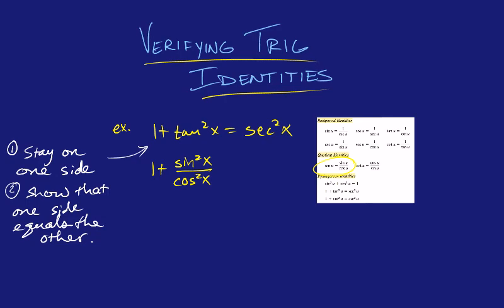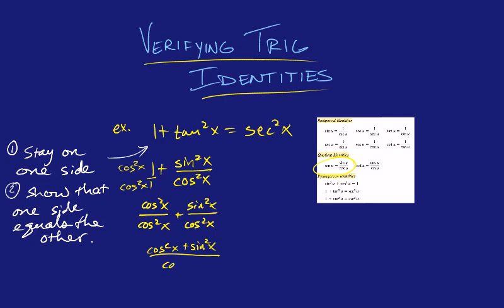Well, now it's a fraction, and I know how to add fractions, so 1 over 1, I need a common denominator, so I'm going to multiply by cosine squared on top and bottom. So that's going to give me cosine squared of x over cosine squared of x plus sine squared of x over cosine squared of x. And now as we look at that, we can add the tops together. So we'd have cosine squared of x plus sine squared of x all over cosine squared of x. And if you know your Pythagorean identity, sine squared plus cosine squared is 1.